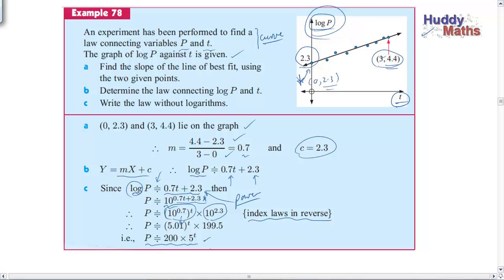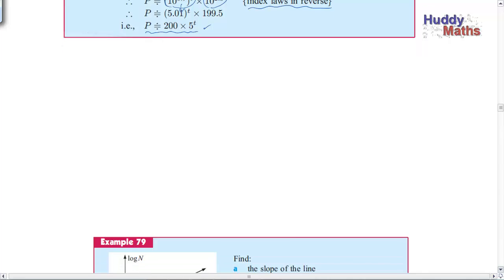You could also get the calculator to do that. What we're going to do at the first part here is to do it by hand and using our log rules. Right, let's do another one.